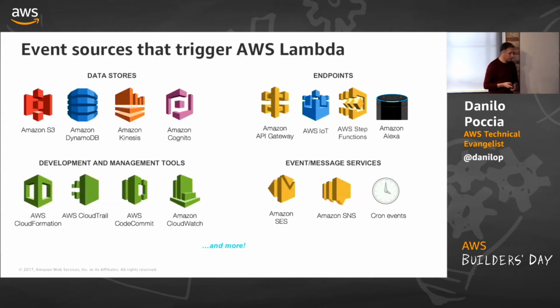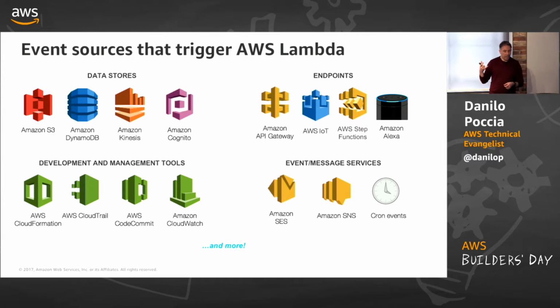So do some tests. There are lots of event sources that are integrated in the AWS ecosystem with Lambda. So these are the other services that can trigger Lambda functions. There are data stores, like, of course, S3 that I already mentioned, and databases like DynamoDB.